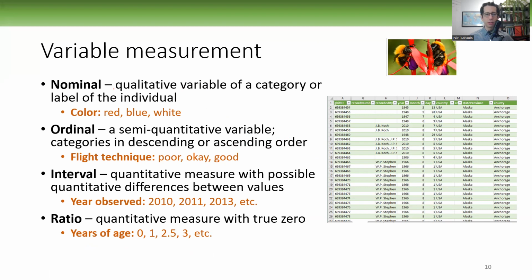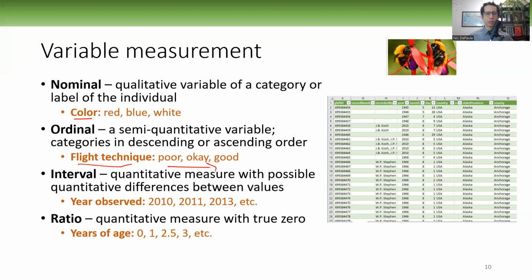First is the nominal. That's a qualitative variable, which may have values, here as an example, color would be the variable, and then red, blue, and white would be the potential values for that variable. And these values are nominal, so we call this variable nominal. Ordinal is a semi-quantitative variable. So they include categories, but there is some descending or ascending order. So for example, flight technique, where the values are poor, okay, or good, can be an ordinal variable because there's some order between these.